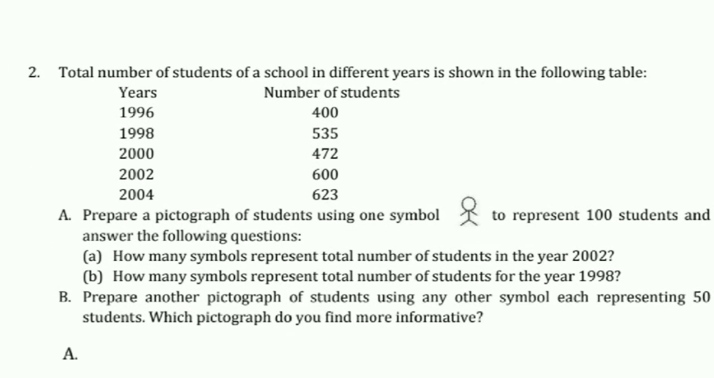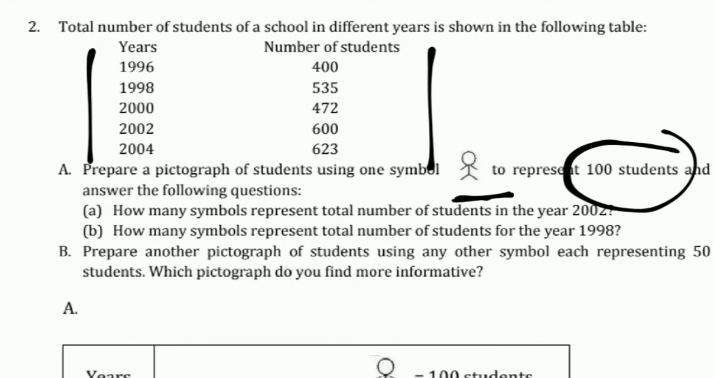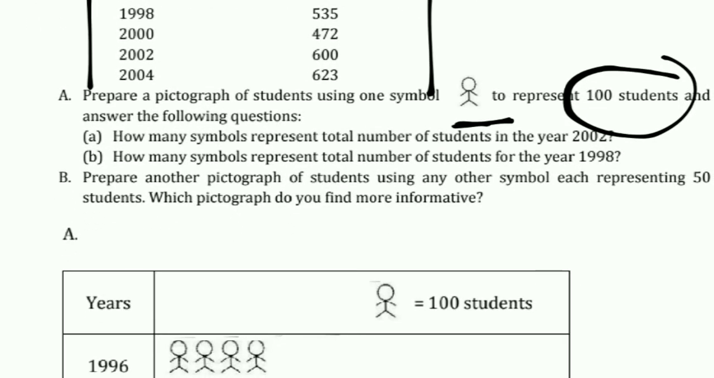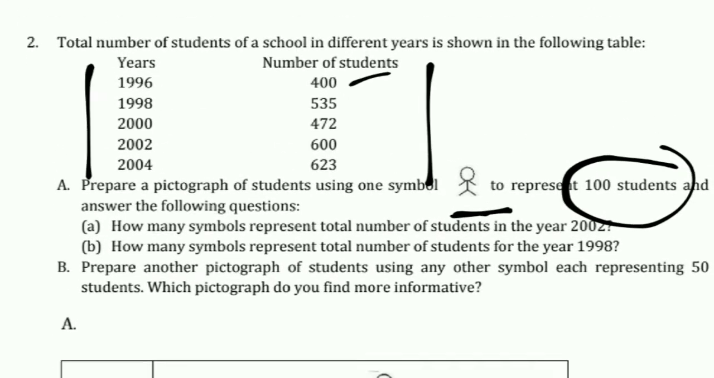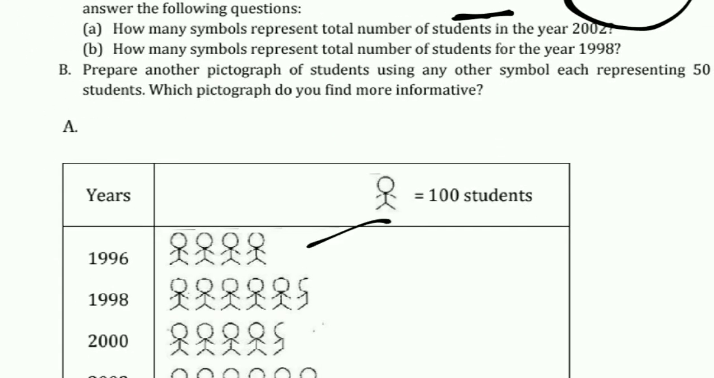Second question. The total number of students of a school in different years is shown in the following table. So this is the year and this is the number of students table. In this one, a symbol represents 100 students. Okay, so now we are going to start drawing. First one, 1996 is 400. 400 means we have to draw only 4 pictures.